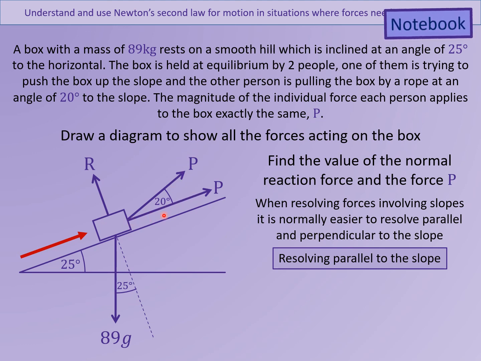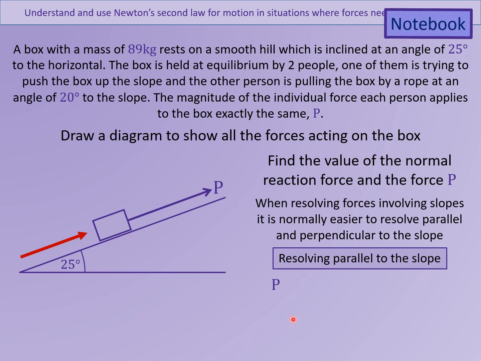So that person there has P cos 20 pulling up the slope. So we've got one person that's got the full P, one person that's got P cos 20, and also, what's stopping you pushing up the slope? Gravity. Now the gravity that's stopping you pulling up the slope is not all of it, because it's not just going straight down towards the centre of the earth, it's got just a bit of it, this part just here. And that's the bit that's separate from the 25, so it's 89g sine 25.